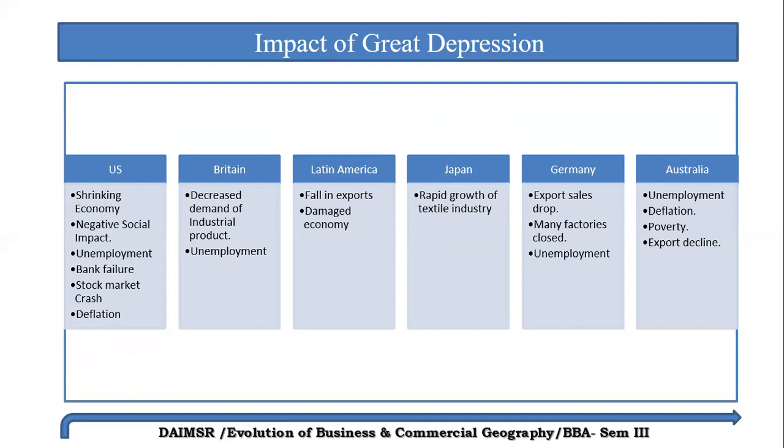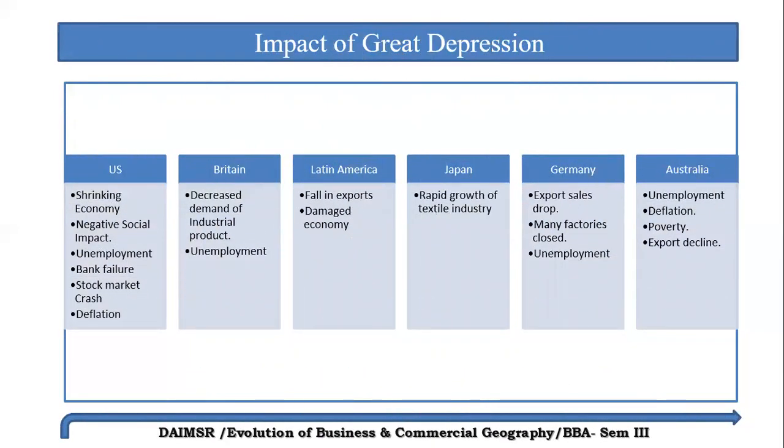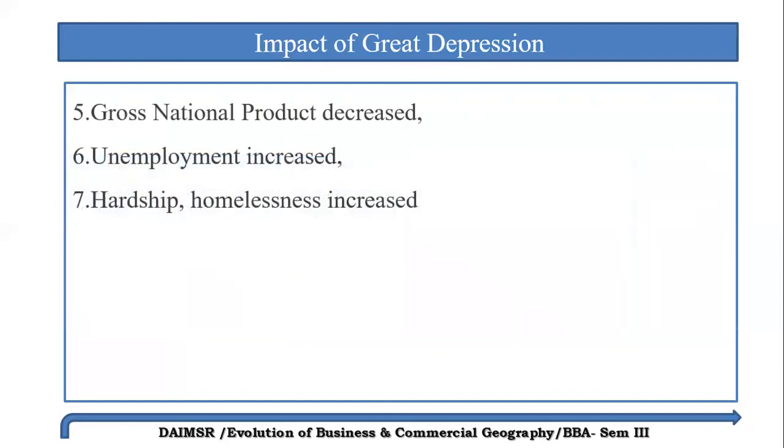Japan was doing well. It did not have a major impact from the Great Depression. Its textile industry was rapidly growing. In Germany, sales dropped, many factories were closed and unemployment was there. Australia also had a negative impact from the Great Depression. There was unemployment, deflation, poverty, and exports declined. So basically all the countries saw a very negative impact of the Great Depression, which happened in the US after World War I.